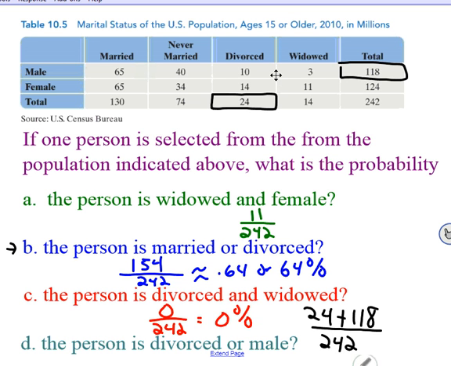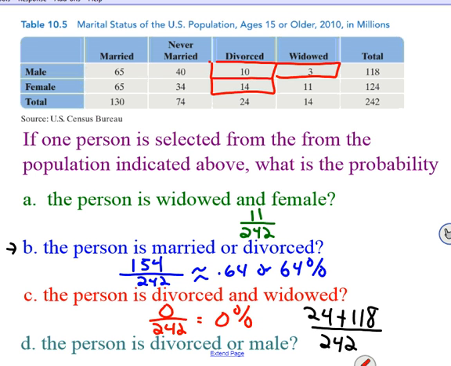You'd be overstating the probability that you're divorced or male. So if that's what you got, I want you to take a minute and think about what you might have missed. And if that's not what you got, hopefully you were thinking on the right track. Because the other way to think about this is we don't think about totals. We could think about, okay, 10 million are divorced males, 14 million are divorced females. Then we also have 3 million widowed males, 40 million never married males, and 65 million married males. And really our total is all of those numbers added up, which is slightly less than our 24 plus 118.